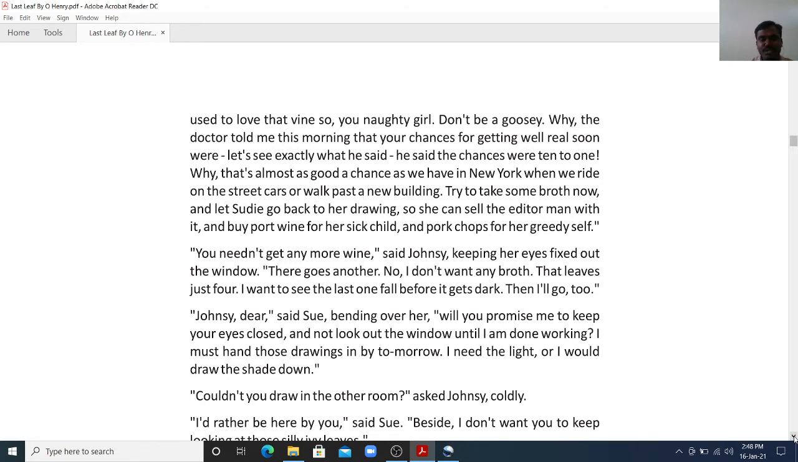Couldn't you draw in the other room? Asked Jhansi coldly. So, why are you drawing in my room? Can't you draw in the other room? Asked Jhansi coldly. Coldly means, somewhat, unhappily. She could not tolerate the presence of Sue.